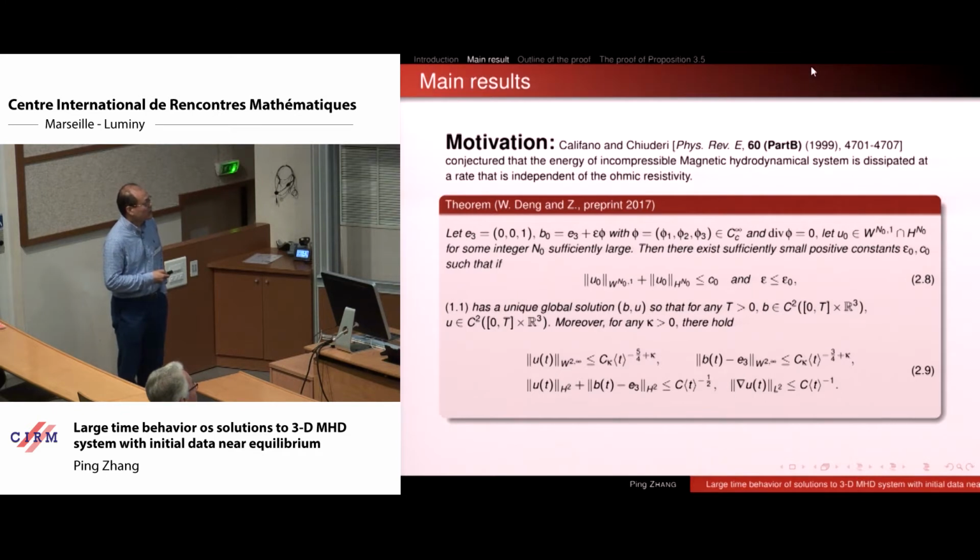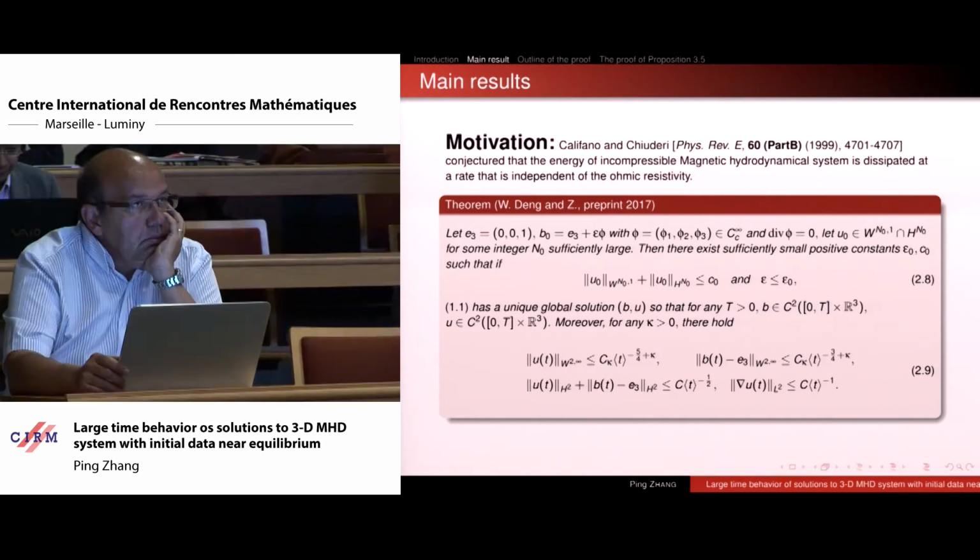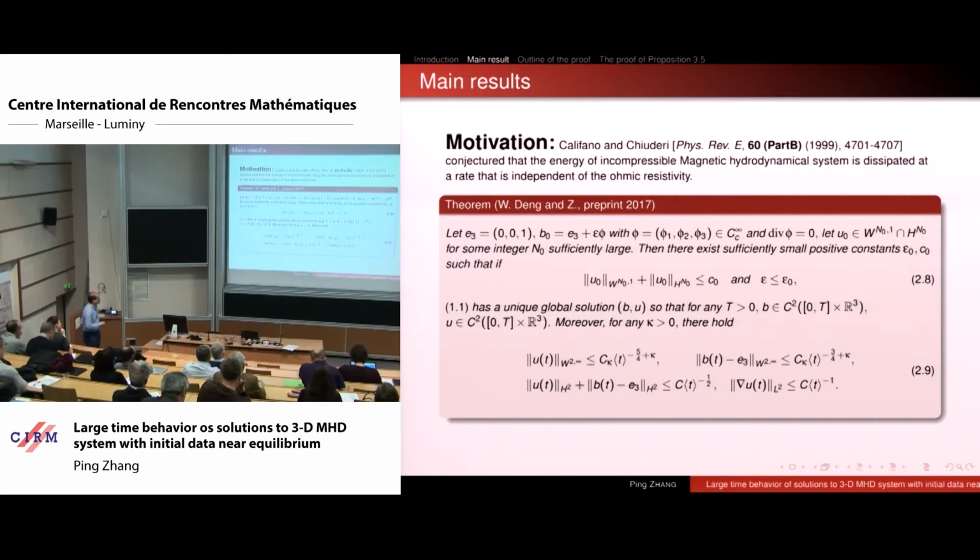And moreover, the W^{2,infinity} norm of the velocity field decays to 0 according to a rate like t to the minus 5/4 plus kappa. And the W^{2,infinity} norm of the difference B(t) minus E3 decays to 0 like t to the negative power of 3/4 plus kappa. The H2 energy of the velocity field and also the H2 norm of B(t) minus E3 decay to 0 as time goes to infinity according to the rate t to the minus 1/2. And also the H^{-1} norm of the velocity field decays like t to the minus 1.